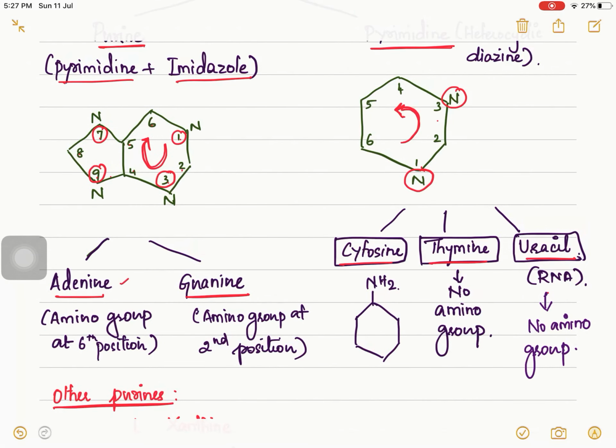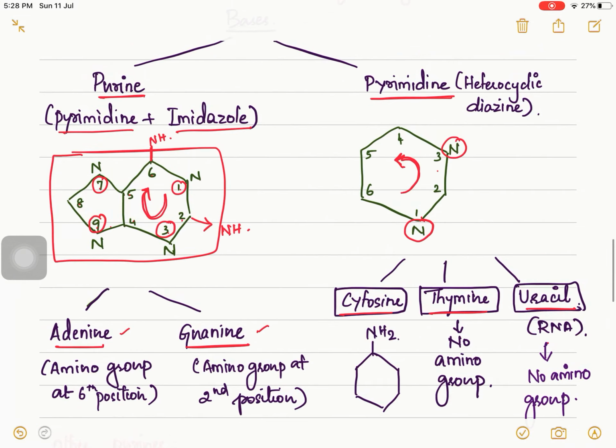So what is the difference between adenine and guanine in purine? As a structure both are the same. The difference depends on the presence of an amino group at which position. If the amino group is at the 6th position, then it is called adenine. If the amino group is at the 2nd position, then it is called guanine. That is the difference.